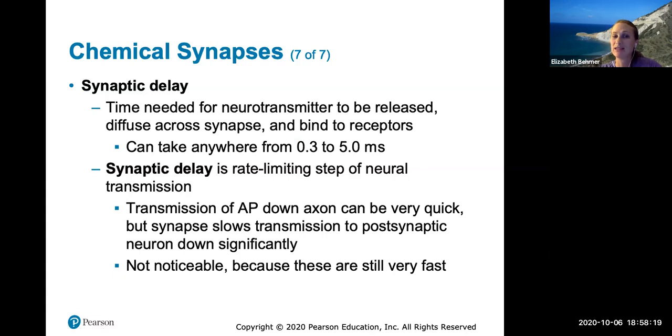There's synaptic delay, which is the time needed for a neurotransmitter to be released. The synaptic delay is what we call the rate limiting step of neural transmission. What that just means is how quickly the acetylcholine goes across will determine how fast this transmission of the electrical signal can occur.